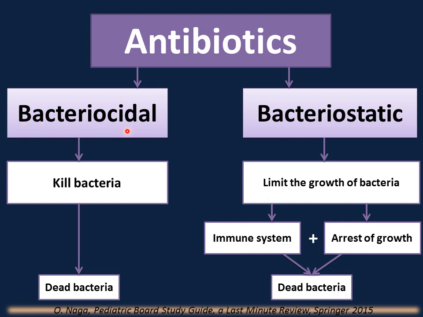Examples of bactericidal: penicillin, aminoglycosides. Examples of bacteriostatic: erythromycin or macrolides and tetracyclines. Very important to know that low concentration of bactericidal can be bacteriostatic, and the high concentration of bacteriostatic can be bactericidal. Also, some antibiotics are bactericidal for certain organisms and bacteriostatic for other organisms.